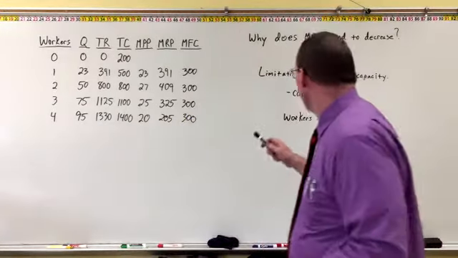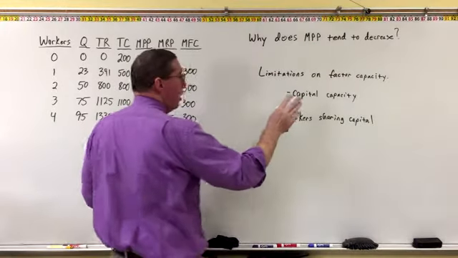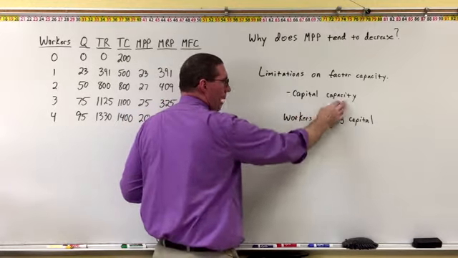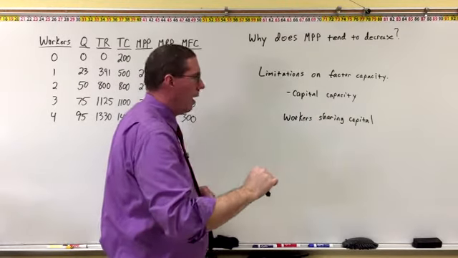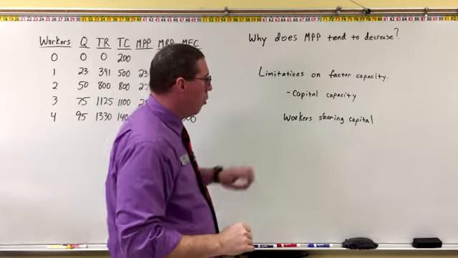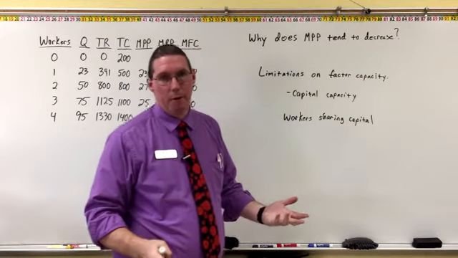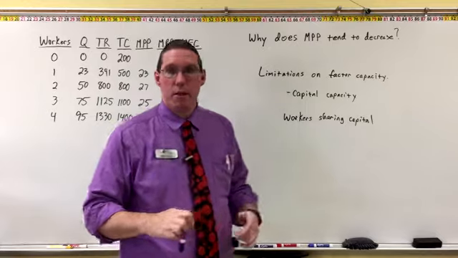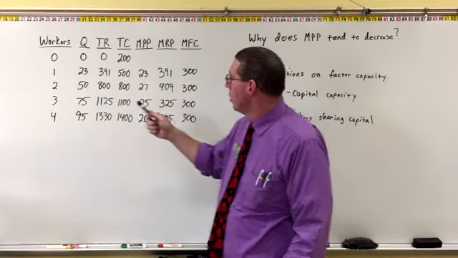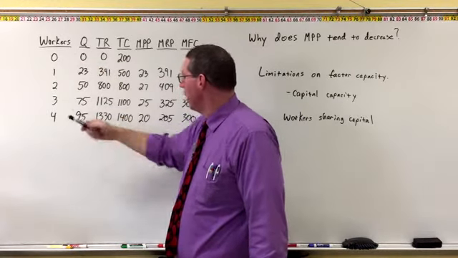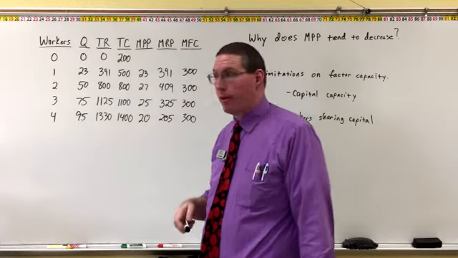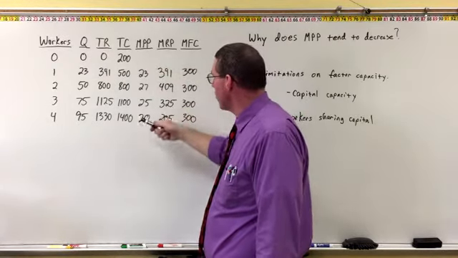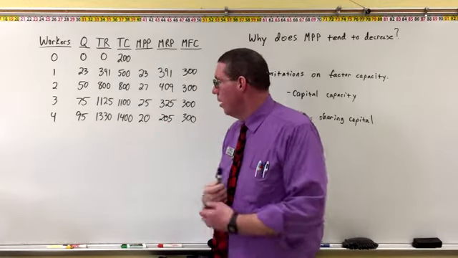So when a company has limitations on their capital capacity, when they're already operating at high capacity for their capital, workers start sharing the capital, and that's going to decrease the added output, the added product output, and that's why we would eventually see a decrease in marginal physical product.